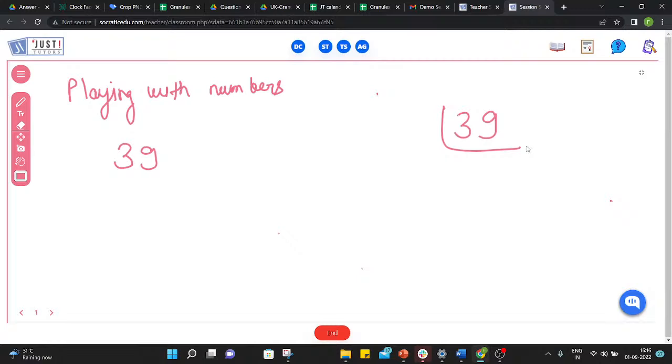Can we divide it by 3? If we divide 39 by 3, are we going to have a remainder? When you divide 39 by 3, you can see 3 ones are 3, 3 threes are 9. That means we are not getting any remainder. Now here comes the interesting part. After dividing 39 by 3, we directly got 13.